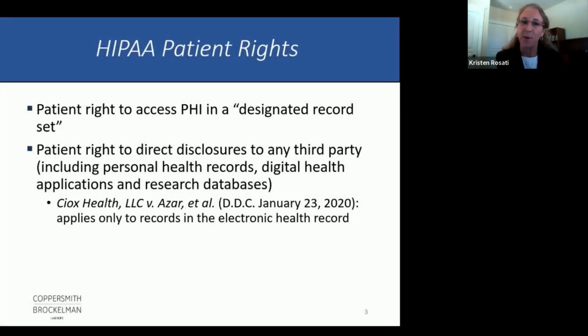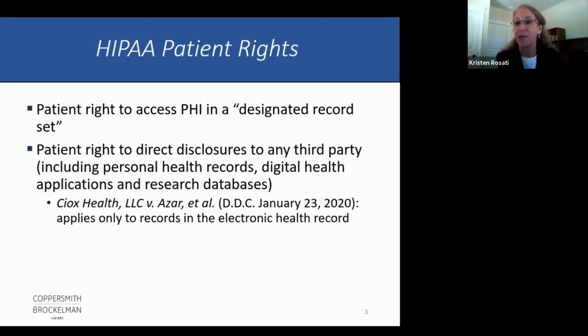The second HIPAA right is the patient right to direct disclosures to third parties, including personal health records, digital health apps, and research databases. A court decision recently limited the rule to apply to just information in the electronic health records, so it doesn't apply to the entire designated record set, but it's still a very useful rule to get information to digital health applications on behalf of patients.